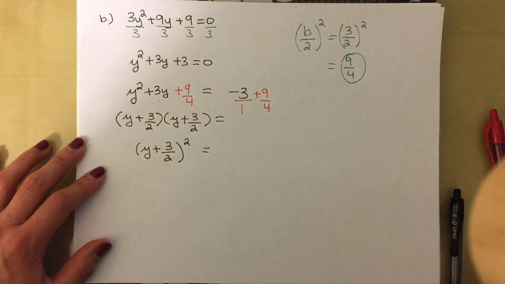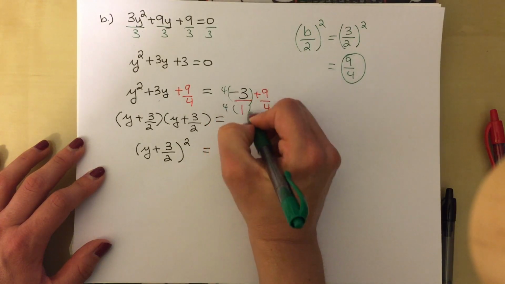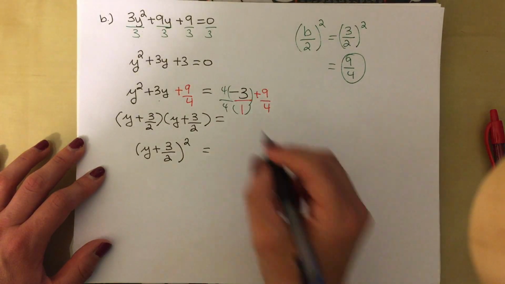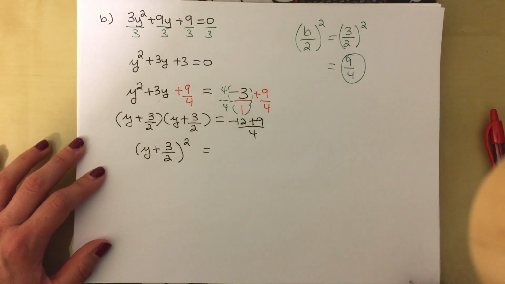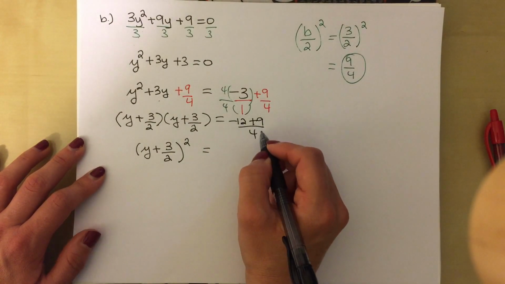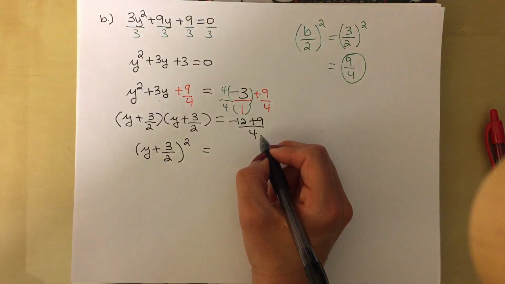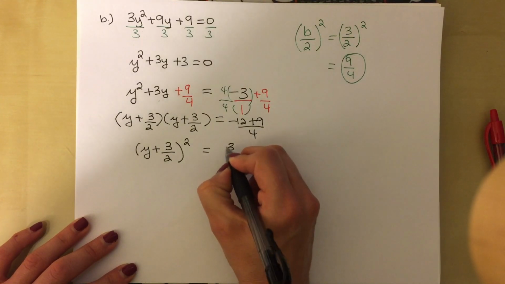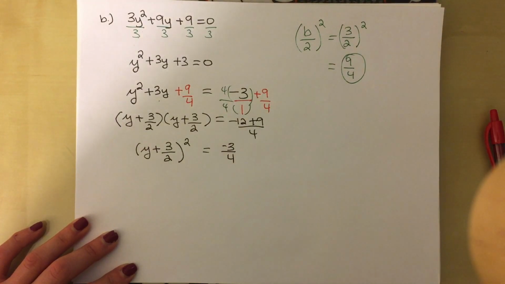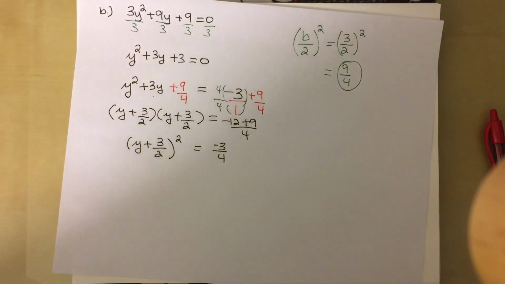On this side, you need to multiply by 4 over 4. And so we're going to get negative 12 plus 9 over 4. And then you subtract here. That's going to give us negative 3 over 4. And then we're going to take the square root of both sides.